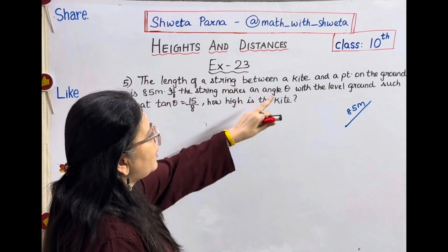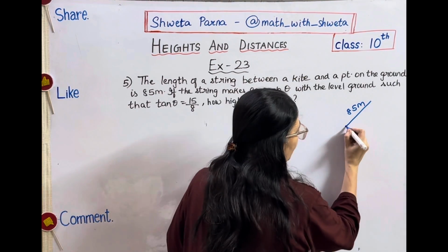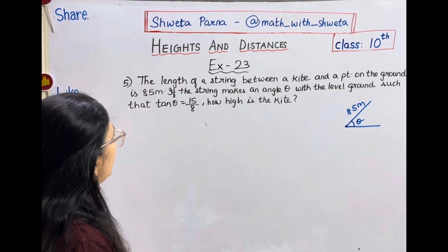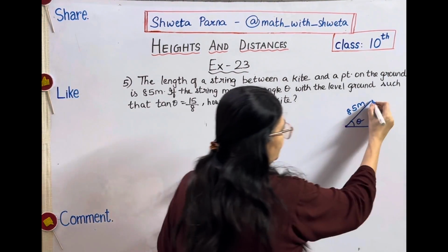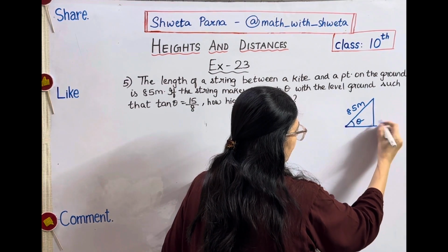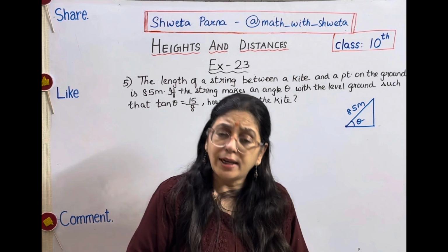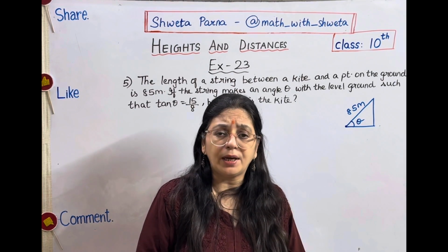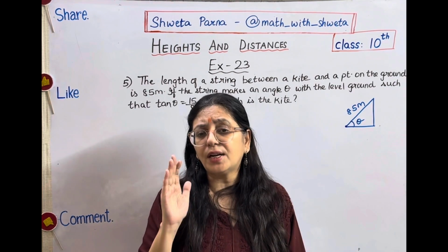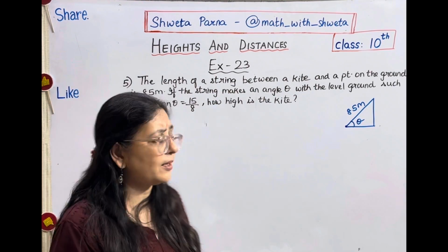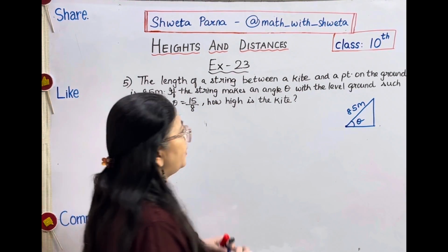If the string makes an angle theta with the level ground, it is making an angle theta with the level ground such that tan theta is 15 by 8. Now, is the value of tan theta 15 by 8? No. Whenever we are writing in fraction, it is always in the simplest form. We have already done that. So, tan theta is 15 by 8.